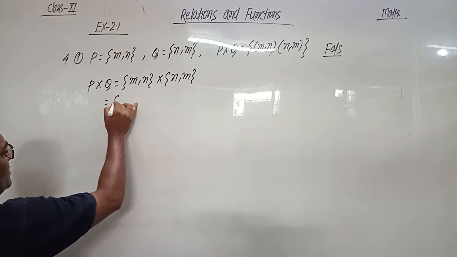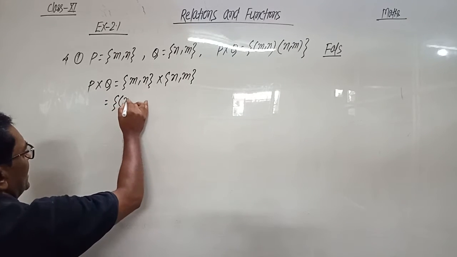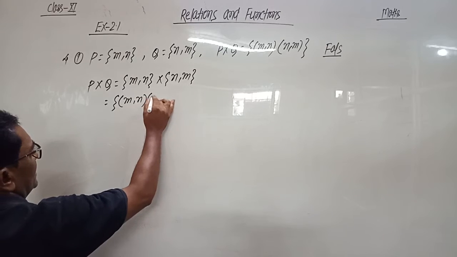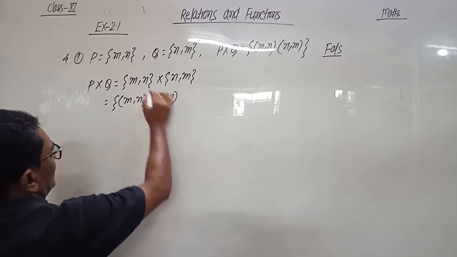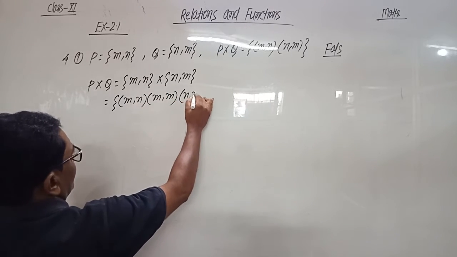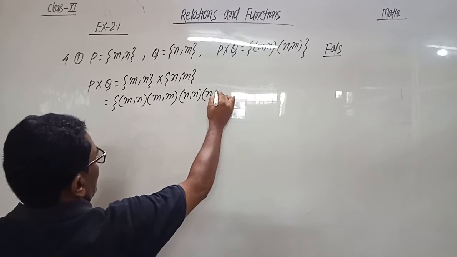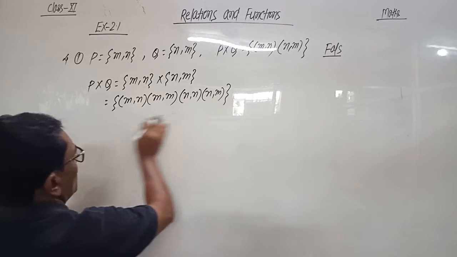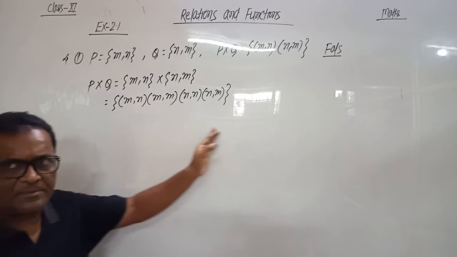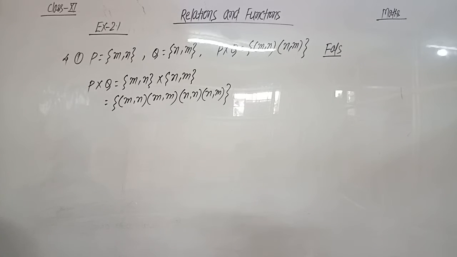And then we write the ordered pairs. So (M, N), then (M, M), then (N, N) and (N, M). So the total is 4 ordered pairs. This is the correct statement, and the statement which was given was false.